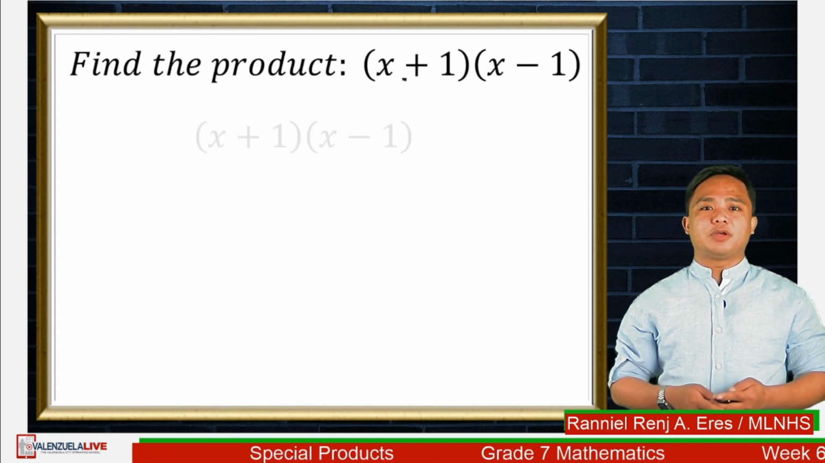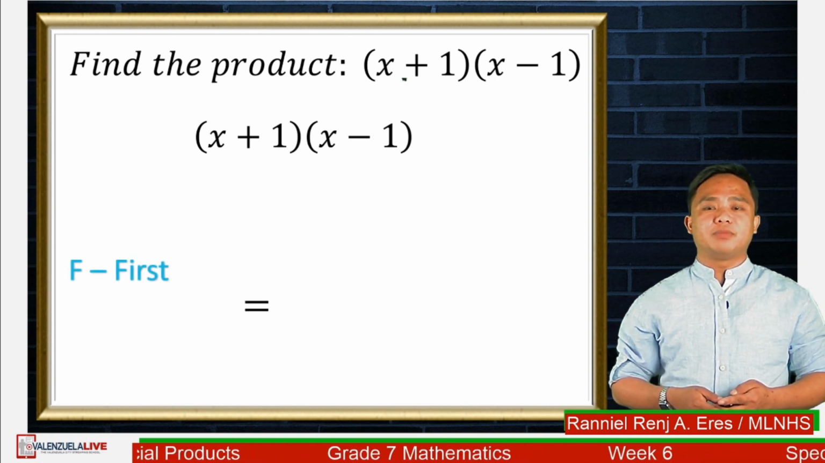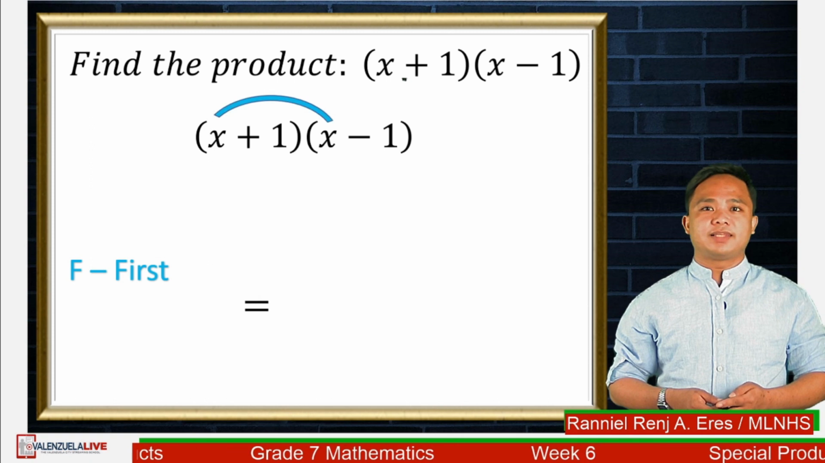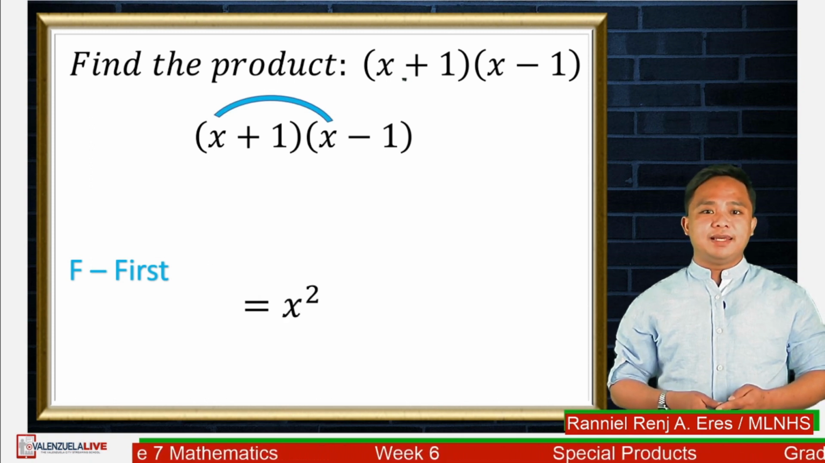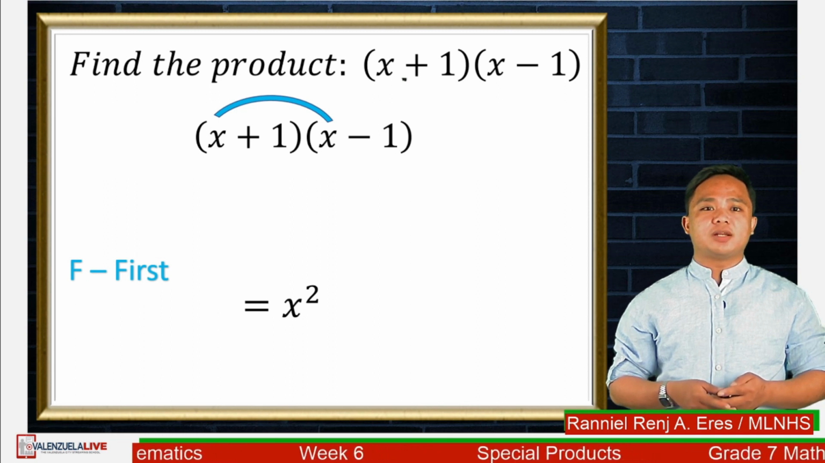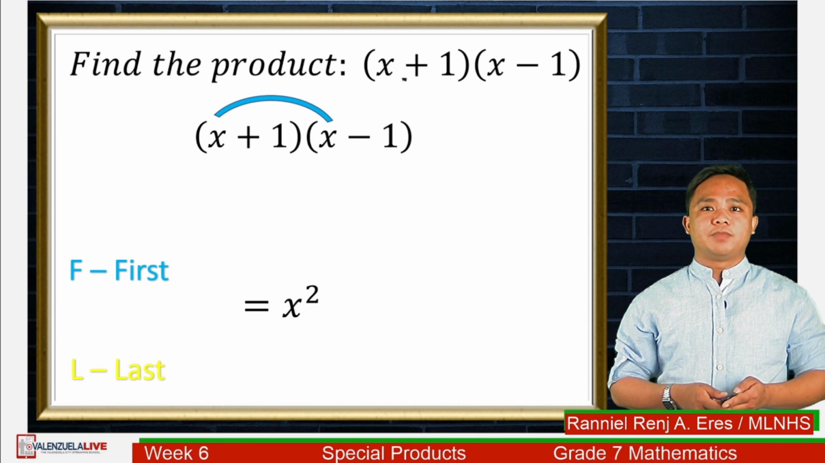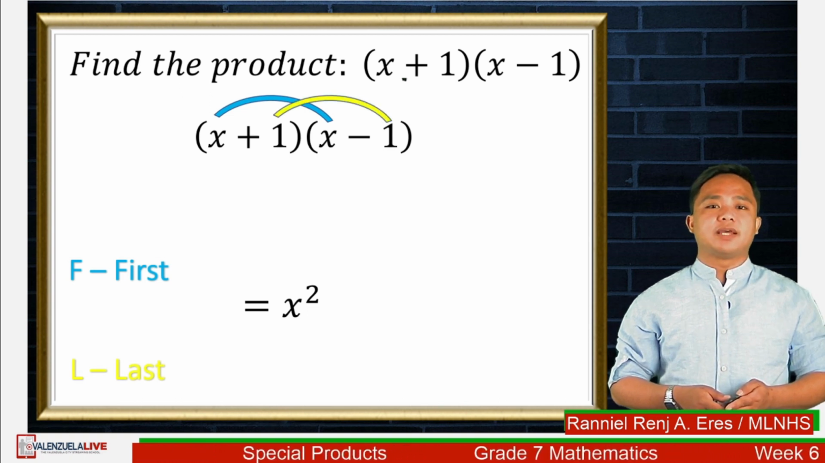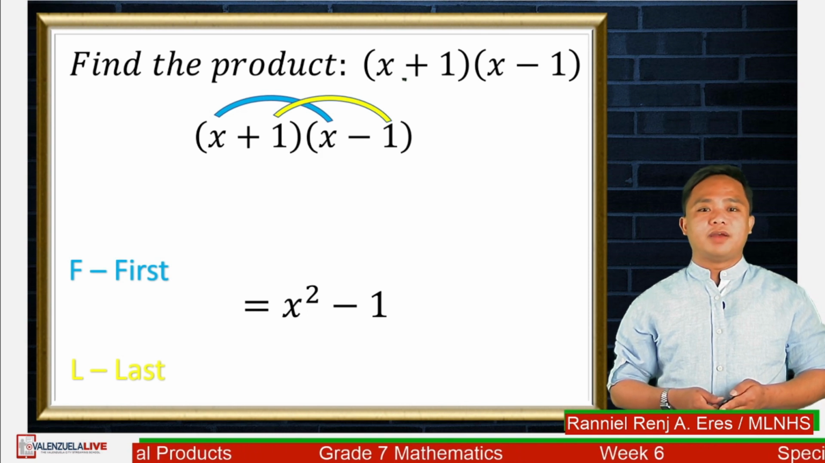Another method that we can use here is to simply multiply the first term of each factor, that is x times x, which is x squared. And lastly, let's multiply each last term of the factor. We have 1 times -1, that is -1. So as a result, we have x squared minus 1.